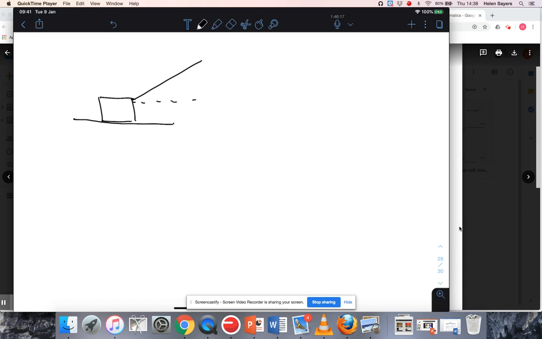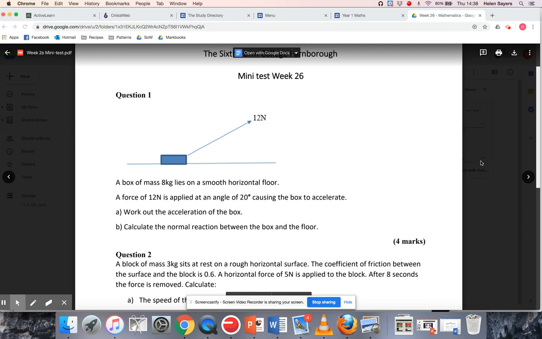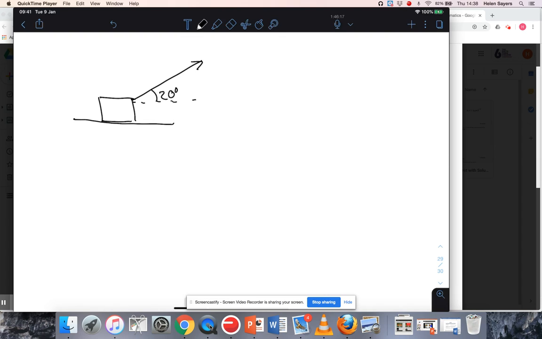So it was a 20-degree angle, and was it 12 newtons? Yeah, 12 newtons, and the mass of the box is 8 kilograms. So the downward force is 8g. There is a reaction force. I won't need to calculate that because it's not going to affect this part of the calculation. So I'm going to use F equals ma. I'm going to take the right as positive.